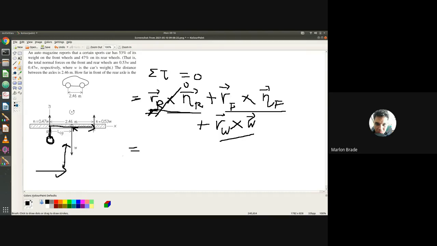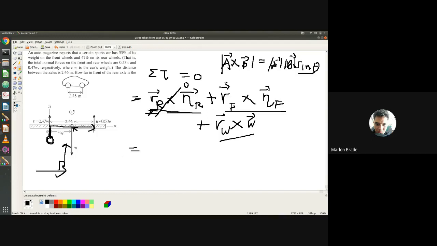What's the angle? 90, sir. So sin 90 is 1. In the cross product, if we have A cross B, the result is a vector quantity, and its magnitude is equal to the magnitude of A, magnitude of B, sine of the angle between them. The angle between them is 90, so sin 90 is 1. So this is actually equal to the magnitude of RF.